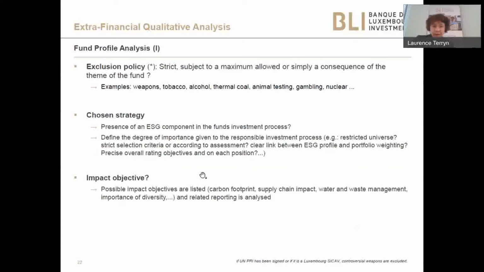And also we ask, is there an ESG rating objective for the fund itself or on each position? Some fund, for example, could ask to have a global MSCI score better than its index. Some could ask to have that at each position level. For the fund, we also ask if there is an impact objective. Possible impact objectives are listed, and we ask if the fund is considering this objective and if there is some related reporting on that. The most common one would be the carbon footprint, waste, water management, supply chain impact, the importance of diversity, and so on.